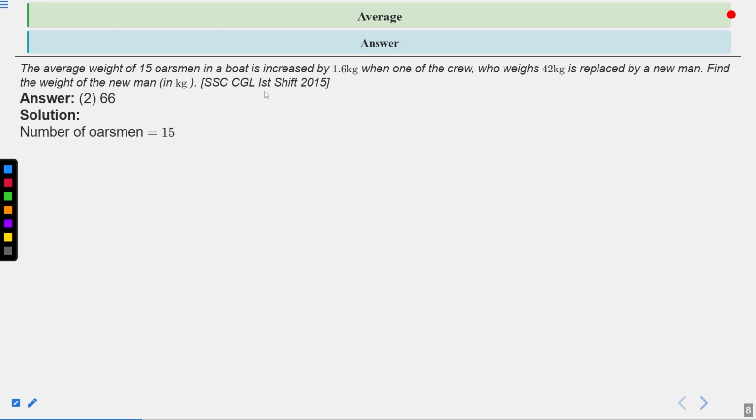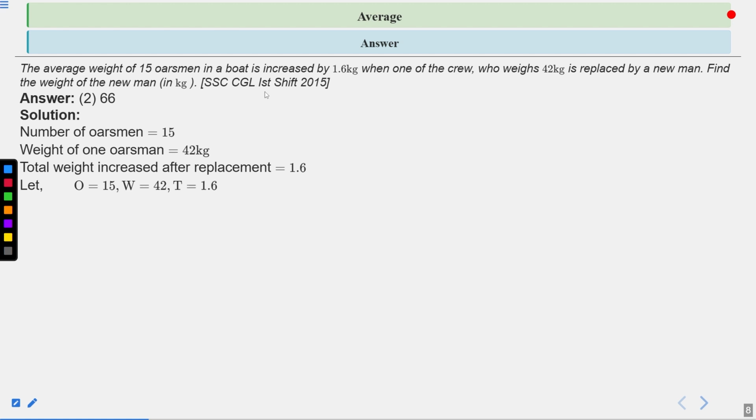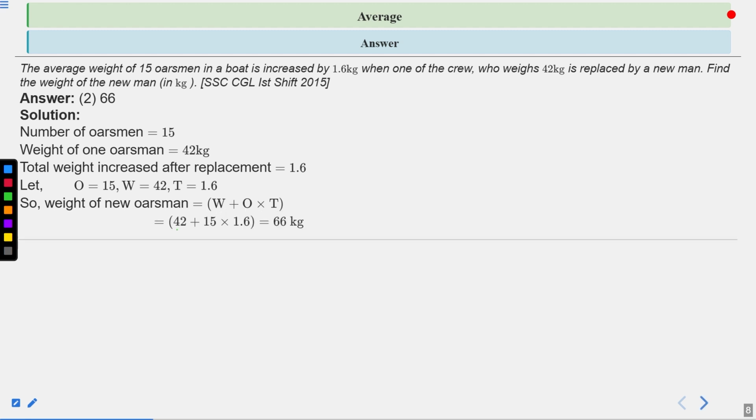So the number of oarsmen is 15. The weight of the replaced oarsman is given, which is 42 kg. Now the increase in average weight after replacement is 1.6 kg. So we can say that O is 15, W is 42, and T is 1.6. So the weight of the new oarsman will be W plus O into T. So it will become 42 plus 15 into 1.6. When we calculate it, we get 66 kg. So second is the correct answer of this question.